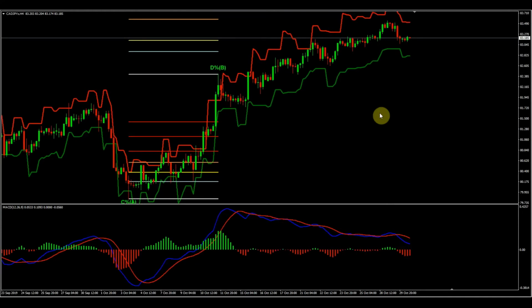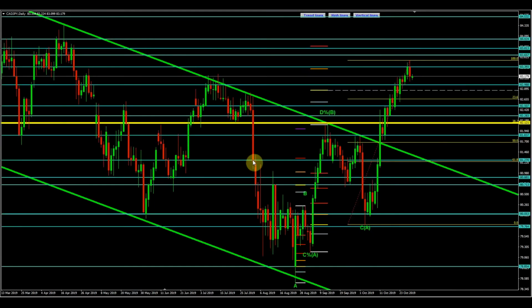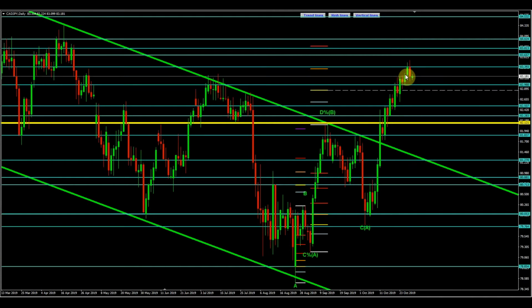Okay guys, so the trade idea for today is the CAD/JPY. Let me just show you what I'm looking at right now. As you can see, this market has obviously been going up. It's had a really strong push, and you can see it's been pretty relentless here.